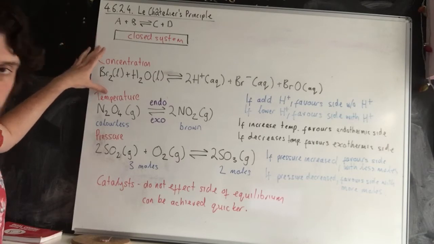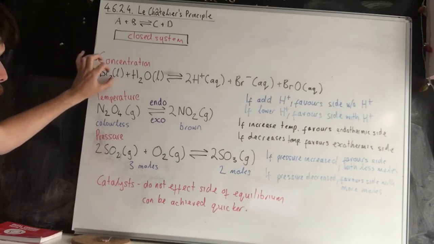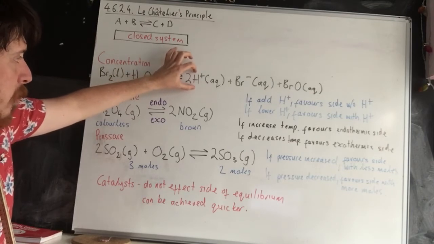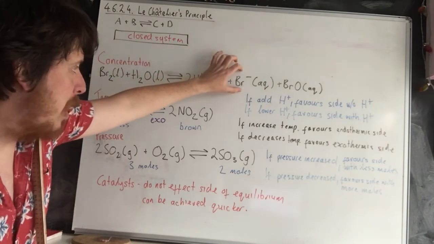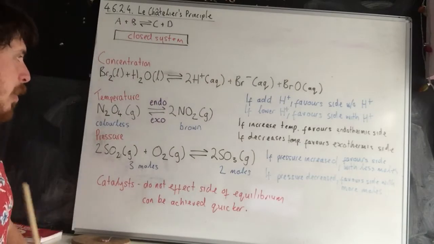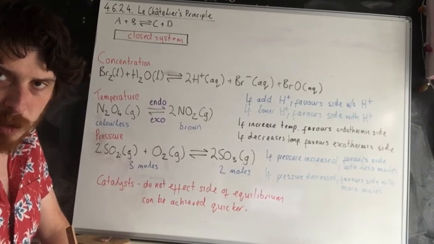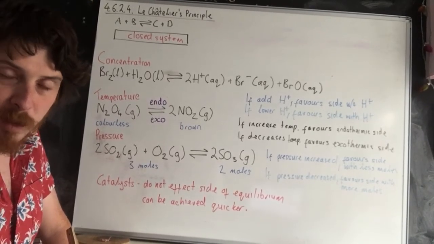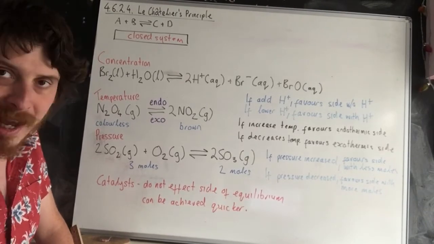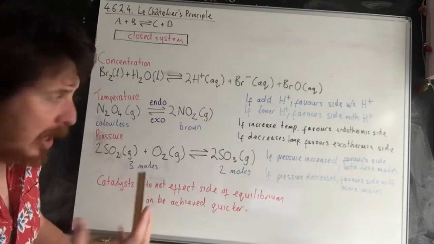So let's have a look at how concentration affects equilibrium first. Here we've got bromine as a liquid reacting with water as a liquid, and that produces two hydrogen ions, which are aqueous, bromide as a negative ion, which is aqueous, and bromine oxide, which is also aqueous. Now the thing with Le Châtelier's principle is that whatever you try to do to that closed system, the chemical reaction will do the opposite. There's no try about it, it will do the opposite. So it counteracts any change that you try to make, and this is how chemists manipulate the chemicals.